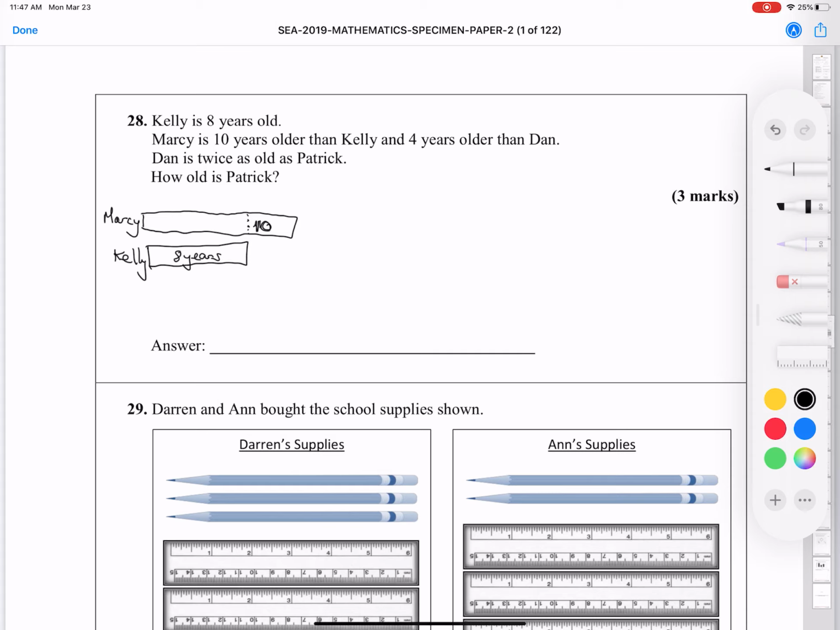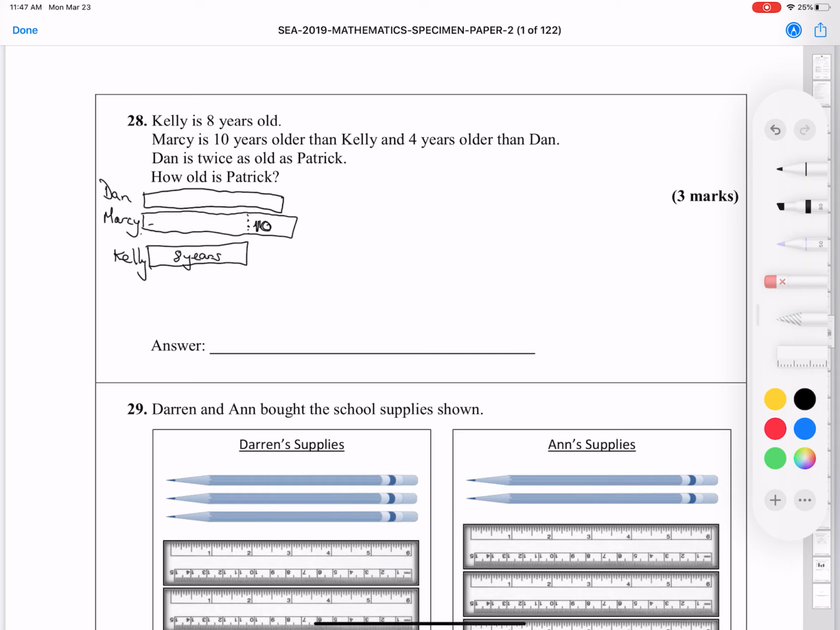So, let me squeeze in Dan here. This is Marcy and this is Dan. We are not going to extend it. In fact, I'll put it on top. I'll put Dan here. Dan will be older than Kelly. Dan will be less Marcy's age by 4. So that's Dan.